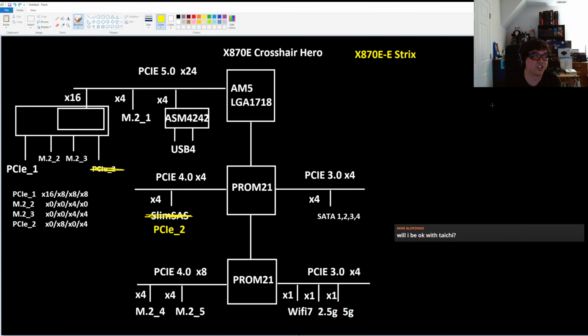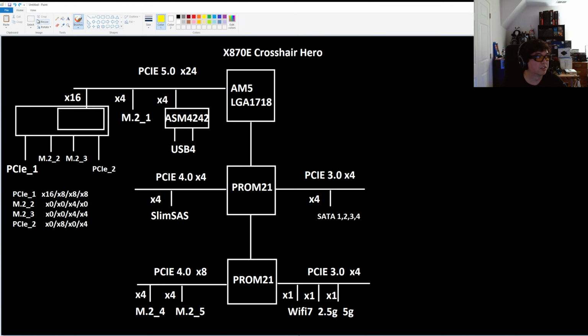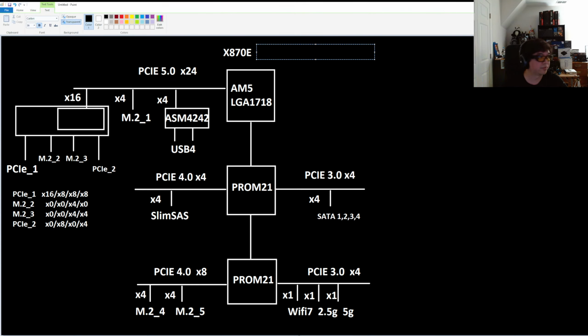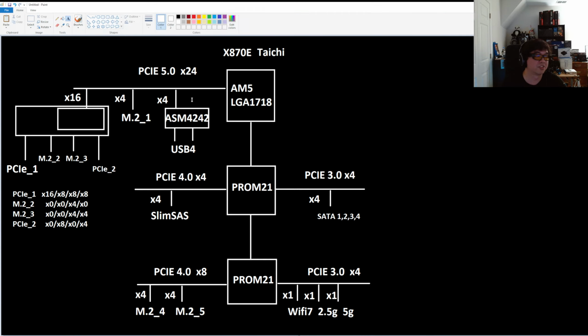The Taichi does not share lanes. Okay, let's draw the Taichi. Man, how do I make this? All right, let's draw the Taichi. Even though we can look at the block diagram, let's draw it out. All right, let's see how the Taichi looks. The Nova is actually more interesting than the Taichi, but let's show the Taichi. So the Taichi, first of all, does not, I guess we'll mark it in red.